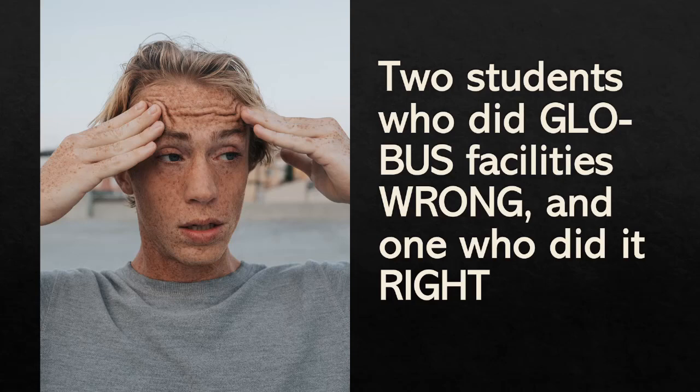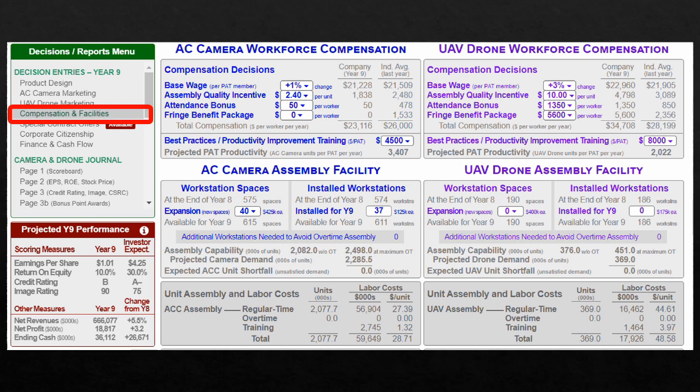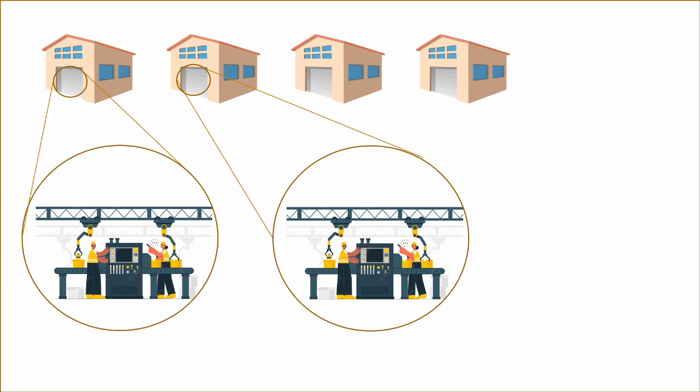This is how to avoid the two biggest mistakes of the Glo-Bus facility page and the secret to doing it right. This is the facility page. You use it to manage your workstation spaces and the installed workstations. You always need to purchase workstation spaces before you buy workstations.